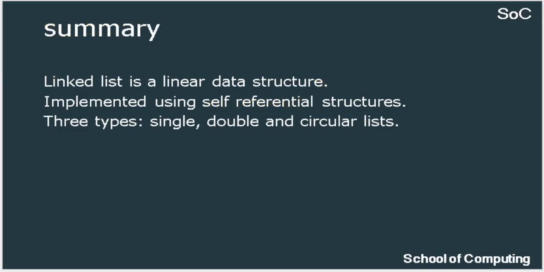So quickly I summarize. A linked list is a linear data structure. It is implemented using self-referential structures. There are three types of list: single, double, and circular list. So friends, in the next session, we will try to implement a linked list program using C. I hope that before we implement the linked list program, the fundamental concept of linked list is clear to everyone. Thank you.